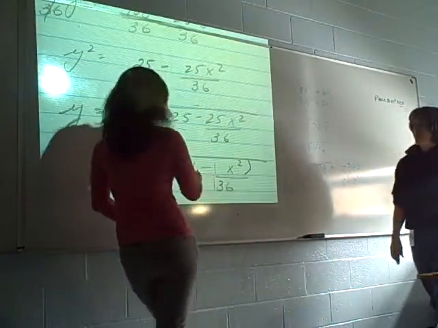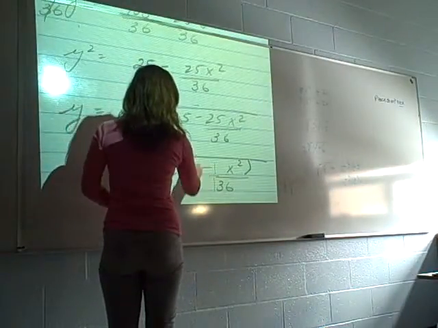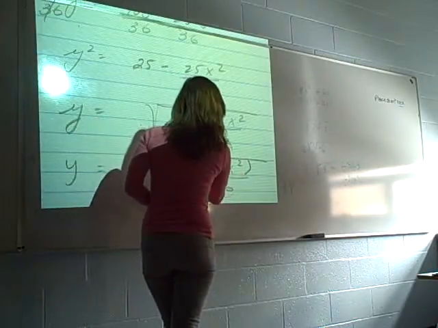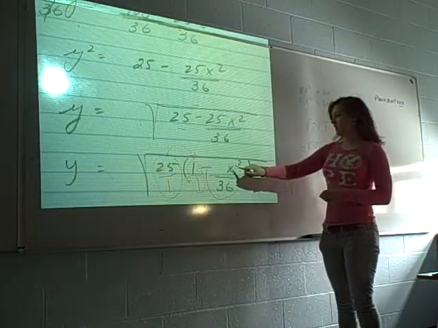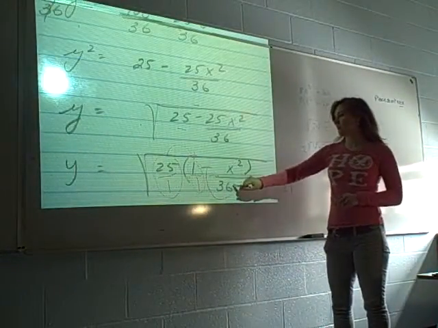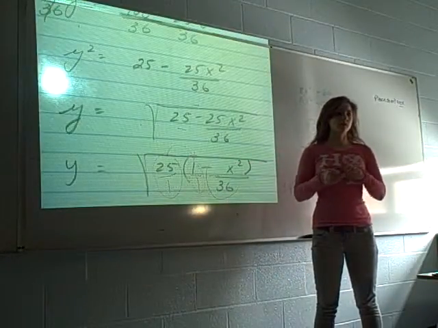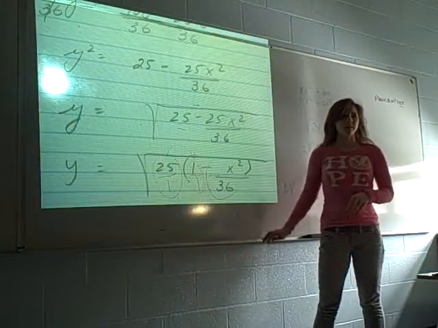So it's all over 1, right? You're multiplying 25 over 1 times that. You're multiplying your negative x squared over 36 by 25 over 1, so you're not changing the denominator at all. 36 times 1 will still be 36, so it's still over 36.